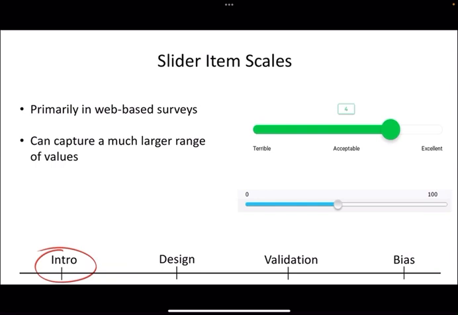Slider scales are common with web-based surveys, and it's also neat because if you have enough, for example that one below goes from 0 to 100, it's almost like a continuous scale at that point. You can analyze it as such.